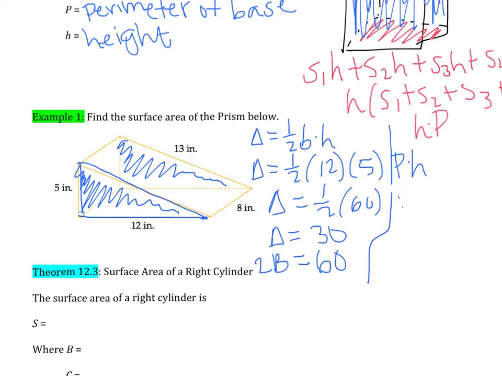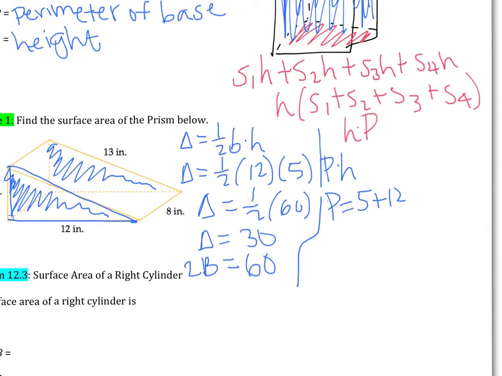actually, the perimeter is going to equal 5 plus 12 plus 13. I know that the height of this prism is 5. So 5 plus 12 plus 13, let's see, that's 25 plus 5, that's 30. So this is going to be 30 times 5, that's going to be 150.